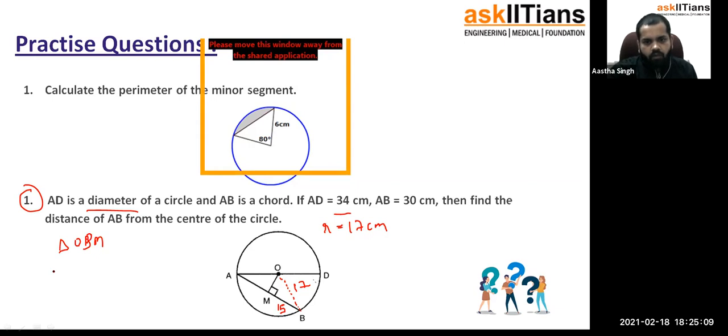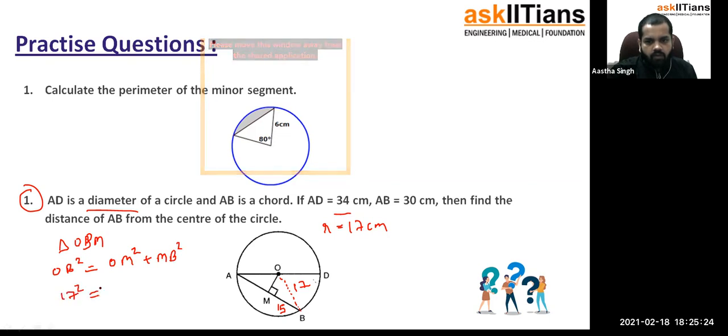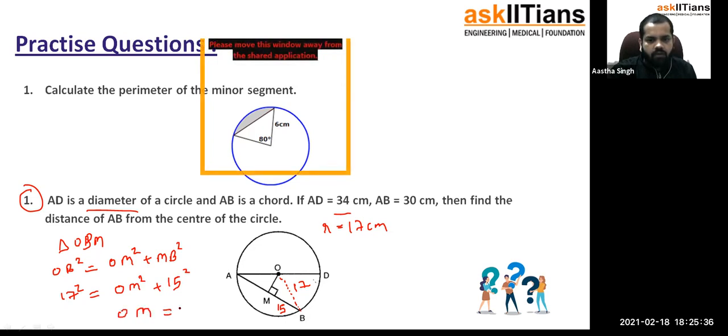In triangle OBM, your OB square is equal to your OM square plus your MB square, right? Your OB square, 17 square, is equal to OM square. You need to find out your OM, right? OM square plus MB square. MB square is 15 square, right? Put the value and you will get your OM is equal to 8, right?